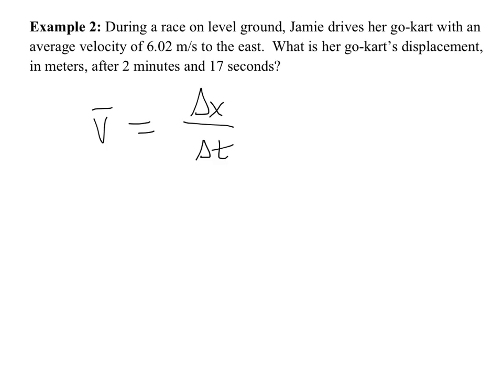I'm just confused as to where the numbers plug in. Okay, so you're told that the average velocity is 6.02. That's your V, right, for velocity. And what does T stand for? Time. And you're given a time, right? 2 minutes. How do you plug that in? What kind of units do you have to use? Seconds. So maybe you want to convert 2 minutes into seconds. 137. There it is. That's your time. And now you need to find delta x.